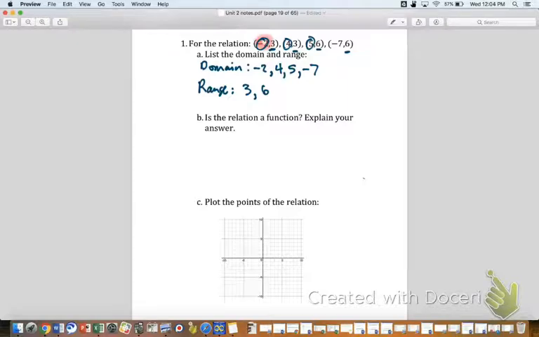You just list the x's out for your domain, list the y's out for your range. The next question is a little bit tougher. Is the relation really a function? And this goes to what you saw in the video. What do you guys think? Is this relation a function?